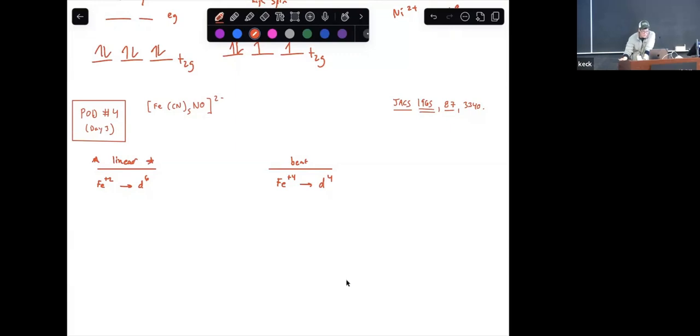And then would you think this is high spin or low spin? Low spin. Iron 2+, and then you've got a bunch of cyano ligands and an NO ligand. So you're thinking those are all pretty strong fields and you prefer low spin.